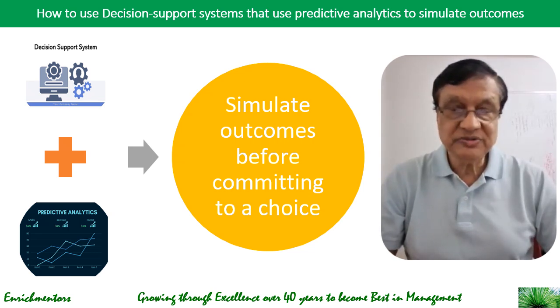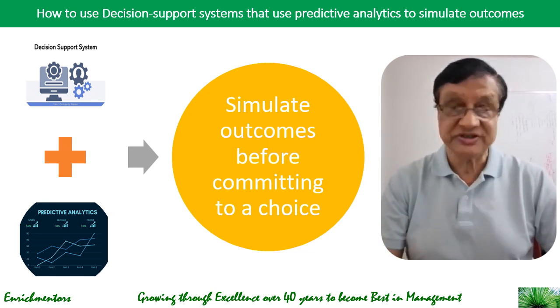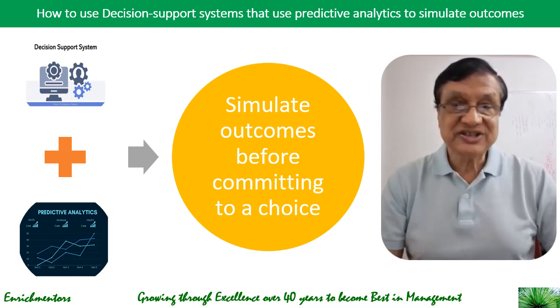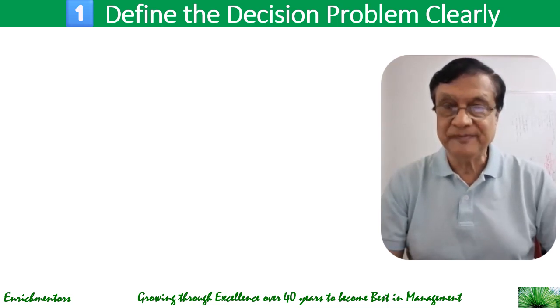So it's a simulation where you evaluate ideas and then you're able to commit to a choice. And in this whole process, you use predictive analytics and a decision support system. So that's the overall snapshot. Let's take a look at the first step. Obviously, the first thing is to define the decision problem clearly.